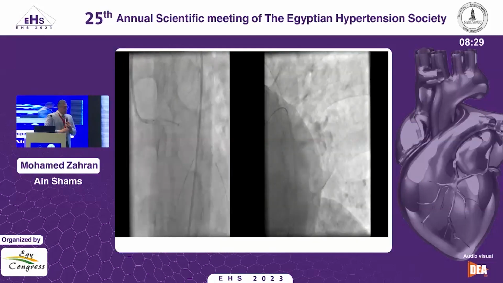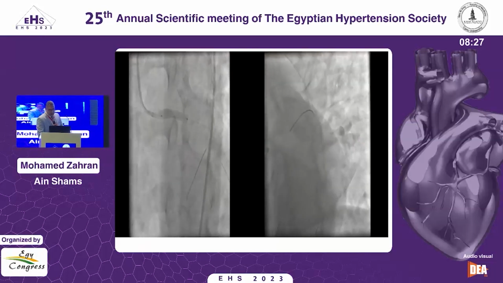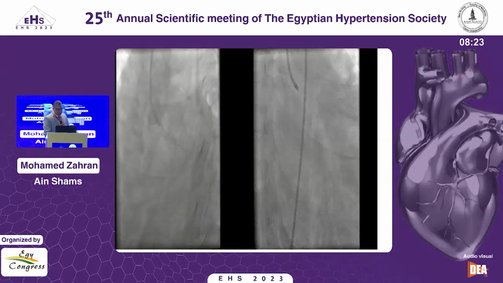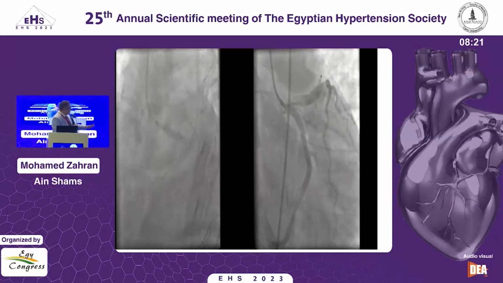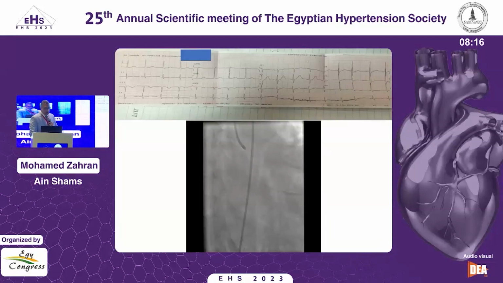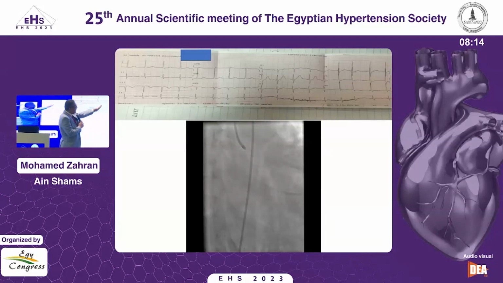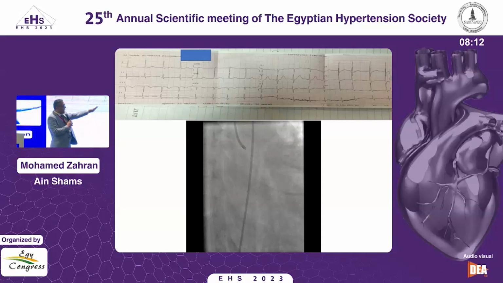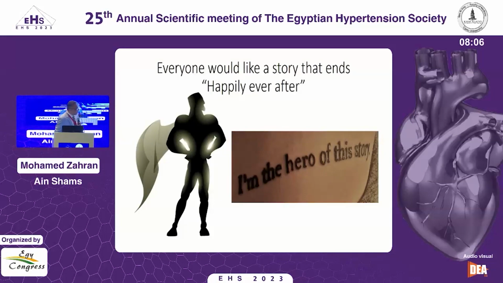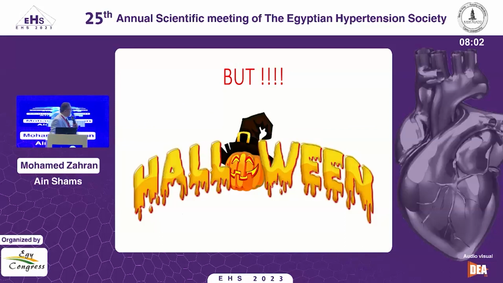So this is the stenting procedure, and we got an excellent final outcome with a flaring and so on. So now we are good. The patient is very stable. The ECG is completely back to normal. The ST segment is resolved. The patient is in sinus rhythm. And happily ever after, the hero doctor at 2 a.m. saved the patient. But life is not like this.